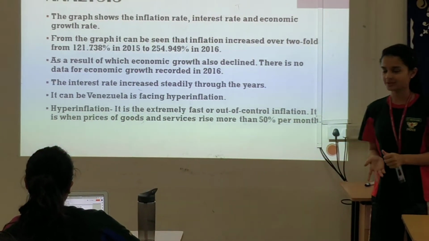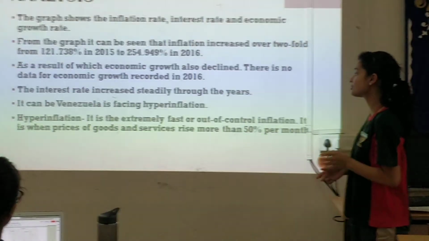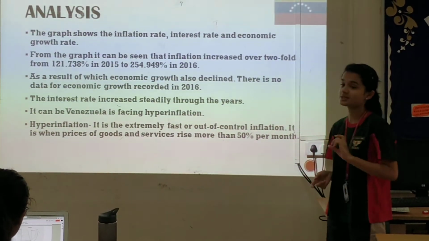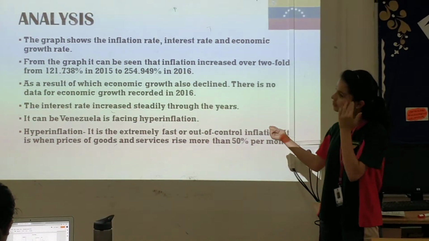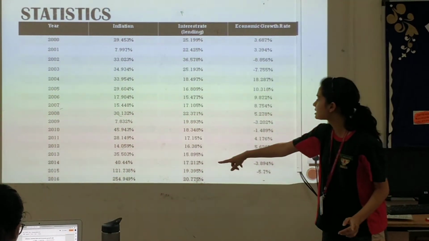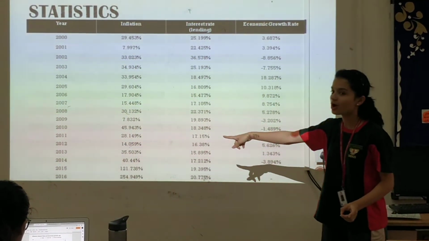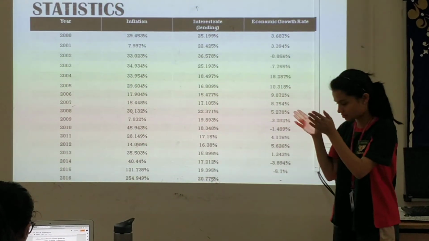So what is hyperinflation? It is an extremely fast and out of control inflation. It is when prices of goods and services rise more than 50% per month. But here we can see that from 2015 to 2016, the inflation increased almost over 2 times in the given country.